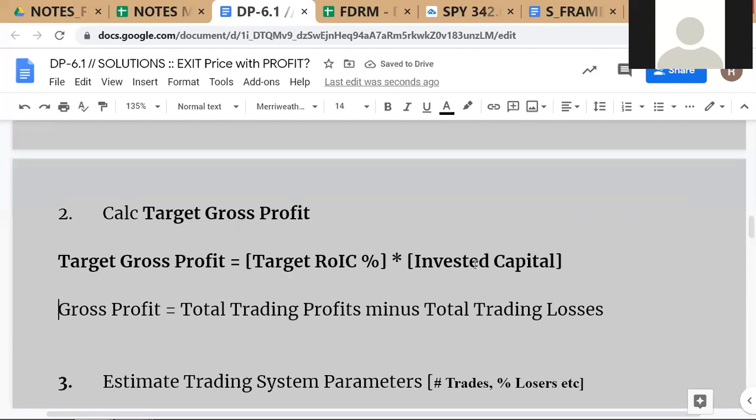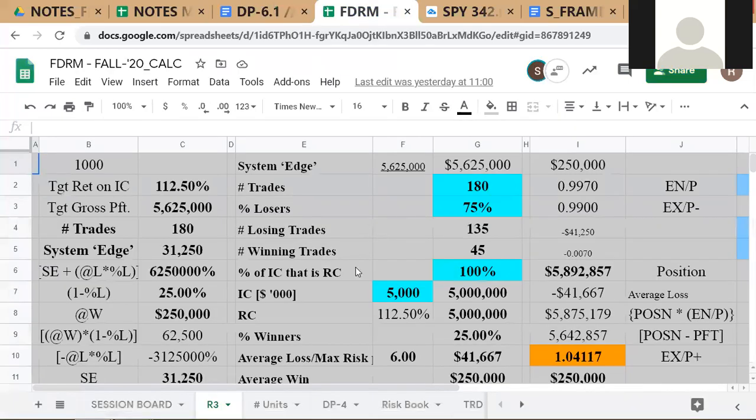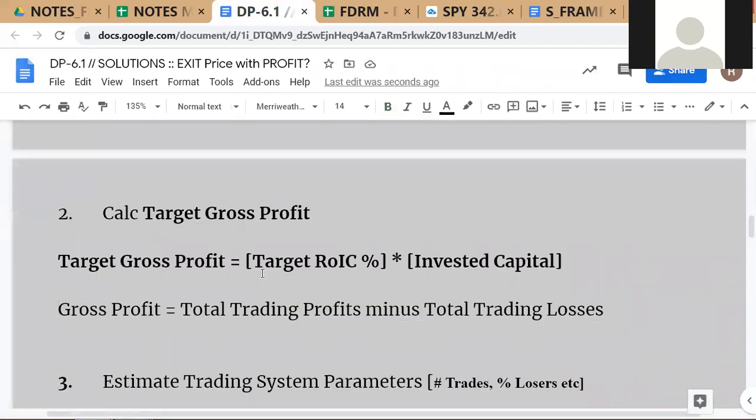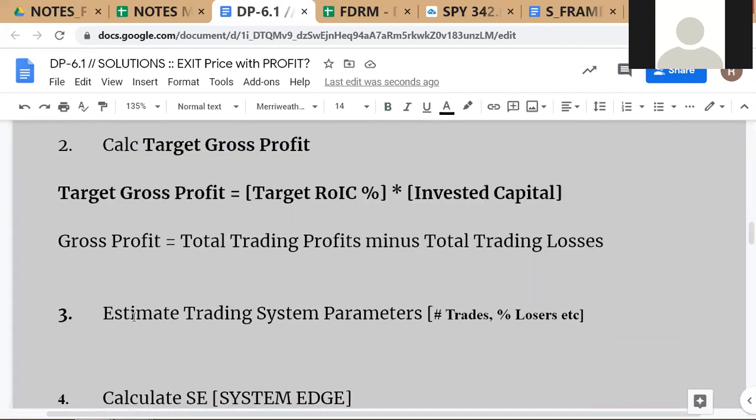Target gross profit is target ROIC times invested capital. This information is available to you when you're launching your fund. You know what the invested capital is; here in this case it is 5 million. So you take 112.5% times the invested capital figure, and then you get your target gross profit. Okay, so this is a recap that is happening quickly, just to put everything in one session.